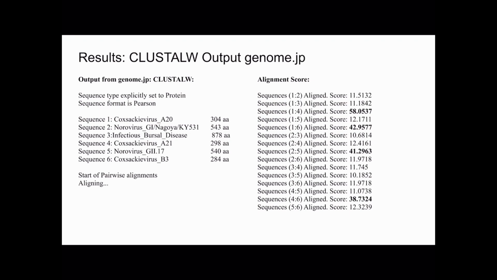As we can see through the rest of it, there really doesn't seem to be much similarity between any of the other viral spike proteins, all of them hovering around 10 or 11% similarity, even with the Coxsackie virus and the norovirus, which theoretically infect the same tissue, so should have more similar spike proteins. We're really not seeing that here.